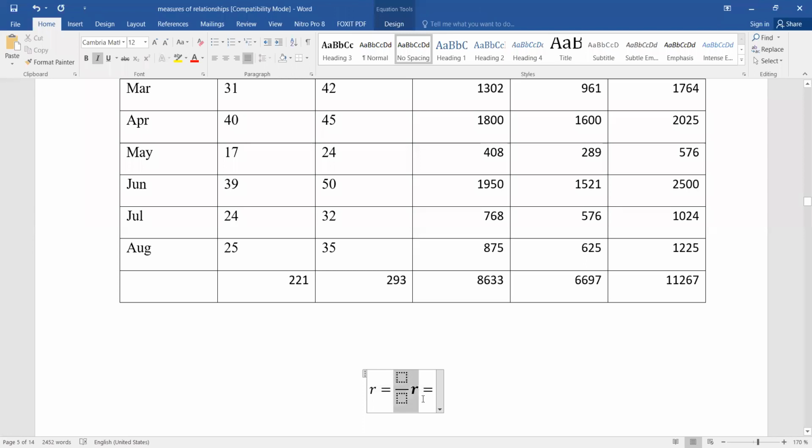N is equal to 8. Let me first increase the font. N is equal to 8, so you'll have 8 dots. Our summation of product xy is equal to what? Hey, don't sleep. Give me the answer. Summation of xy. We have 8633. Minus summation of y.